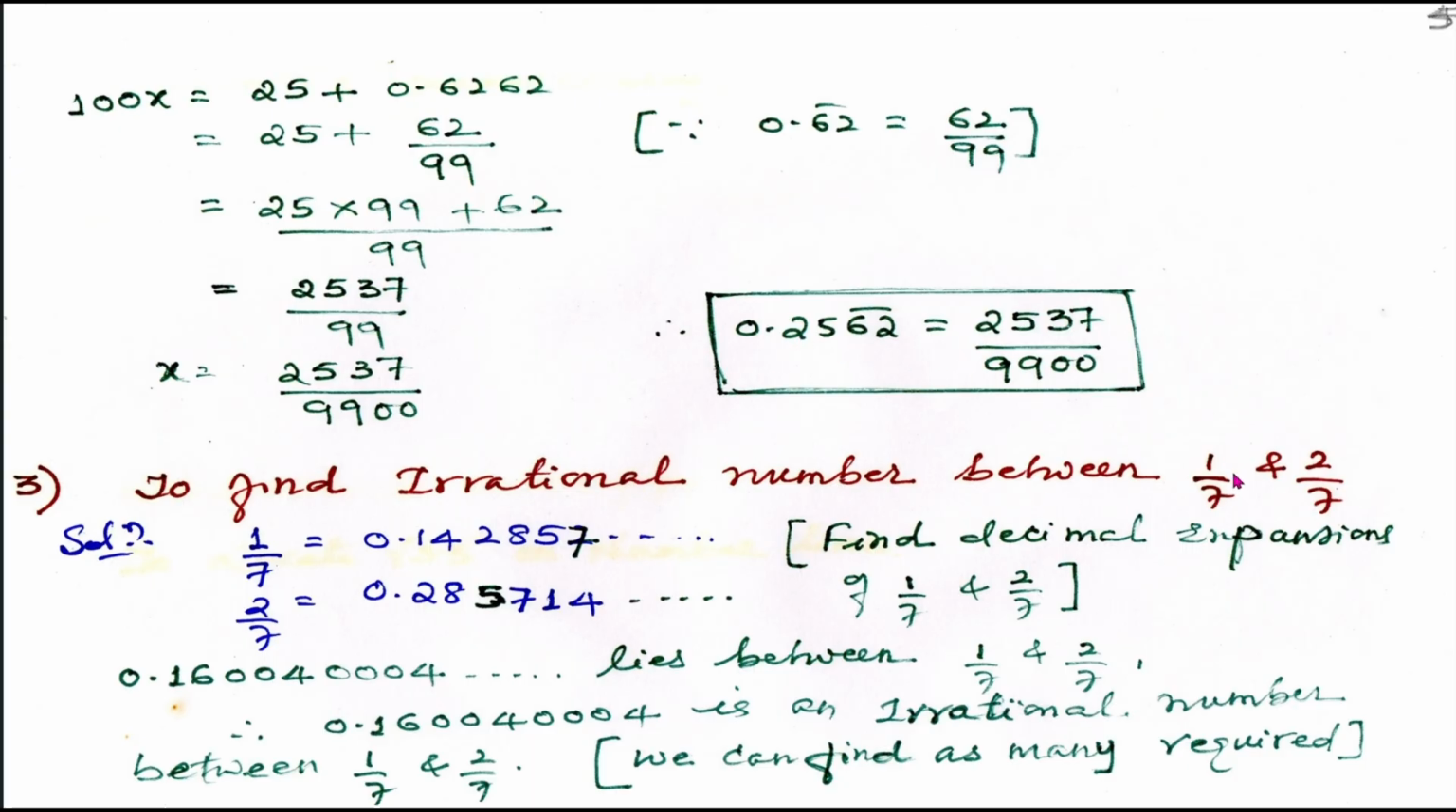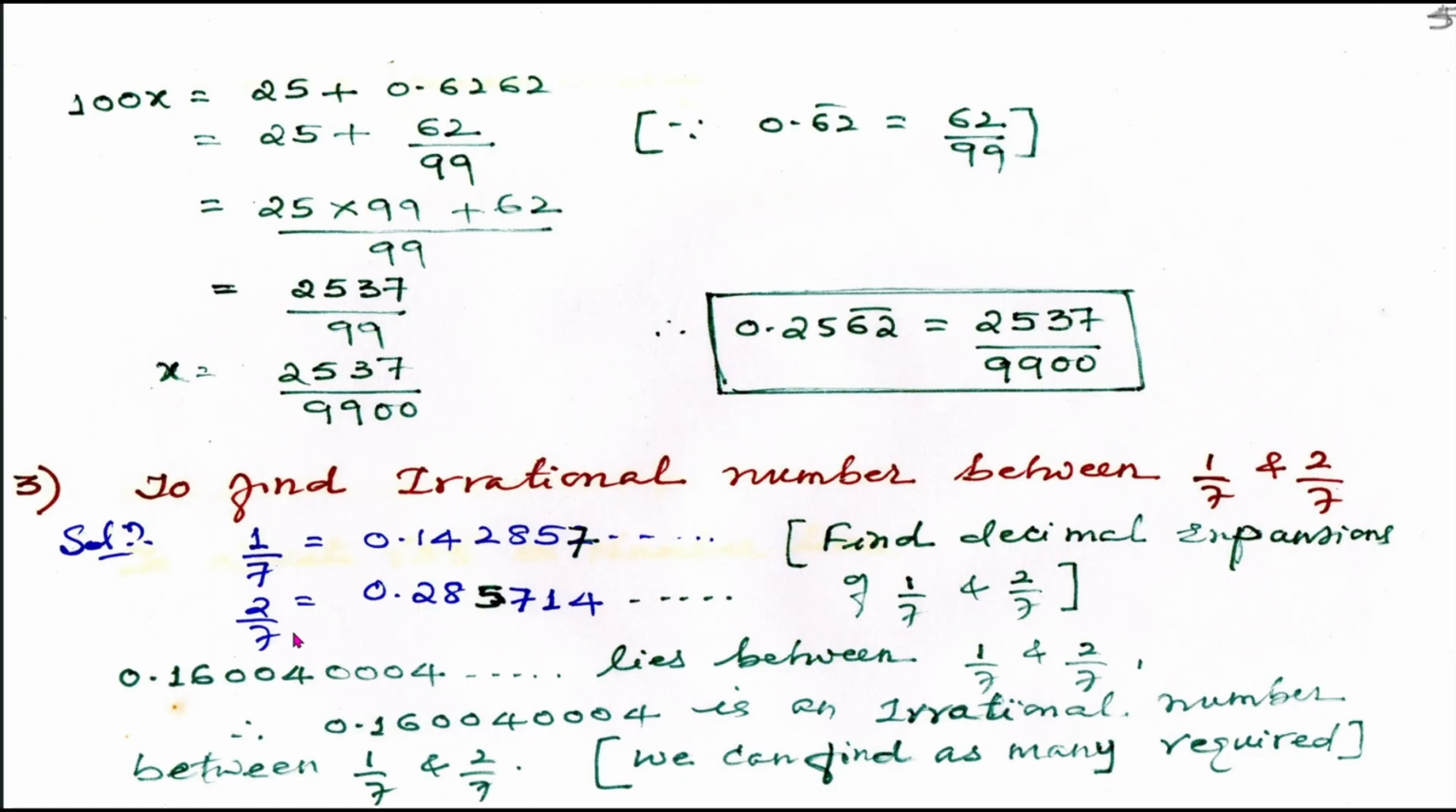Now to find irrational numbers between 1 by 7 and 2 by 7. 1 by 7 and 2 by 7 both are rational numbers. The decimal expansion of 1 by 7 is 0.142857, which repeats, and 2 by 7 is 0.285714, which again repeats. To write an irrational number between these two, the number should be greater than 0.14 and less than 0.28, but it should have a non-terminating non-recurring decimal expansion, which can easily be written as 0.16004 00004 and so on, which lies between 1 by 7 and 2 by 7, and is definitely an irrational number lying between the two given rational numbers, that is 1 by 7 and 2 by 7.